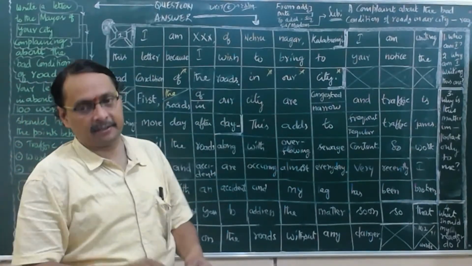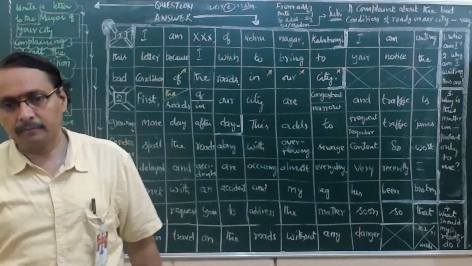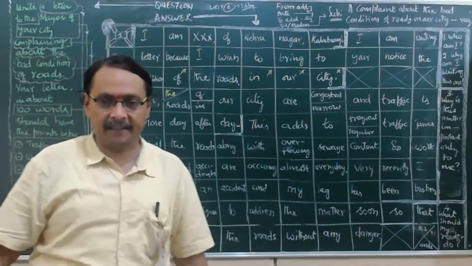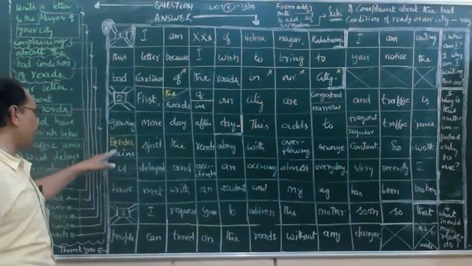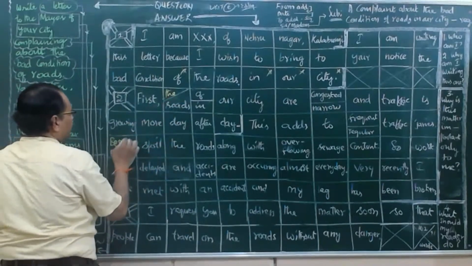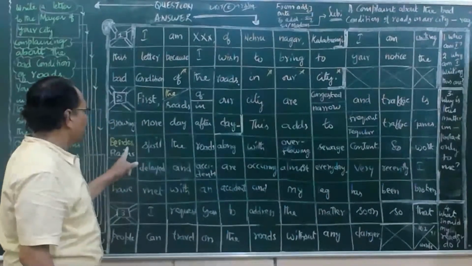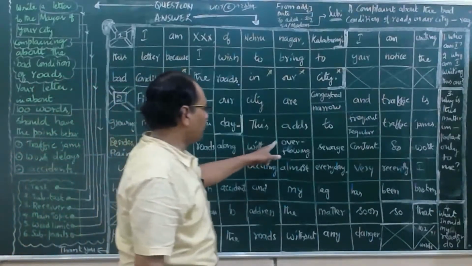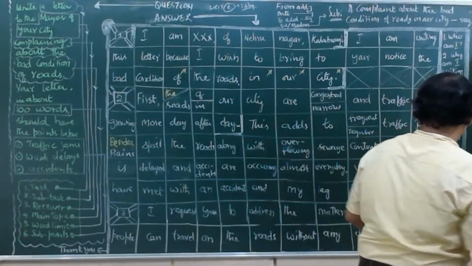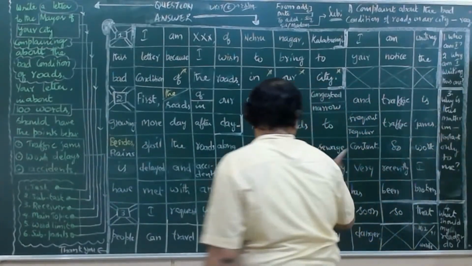Beside is next. Okay. I am standing beside the table. Something like that. So, besides, rains spoil. Please see, children, we have added two more words. Besides, rains spoil the roads along with overflowing sewage content. So, work is delayed. What are the reasons?